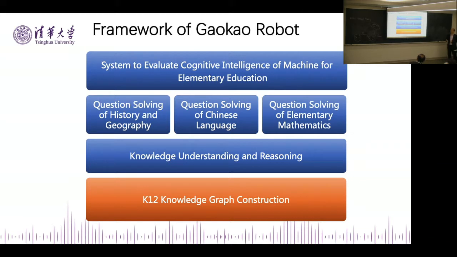Here I list the framework of the Gaokao robot. There are four layers. The first layer is that we need to build a K-12 knowledge graph. In the second layer, we need to research knowledge understanding and reasoning. In the third layer, there are question-solving systems for four subjects, including history, geography, Chinese language, and elementary mathematics. In the fourth layer, there's a system to evaluate the cognitive intelligence of machines for elementary education.